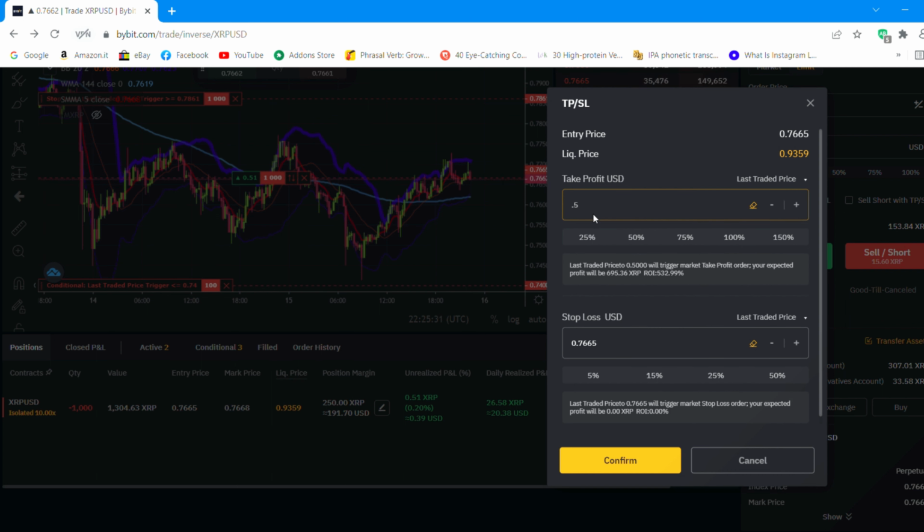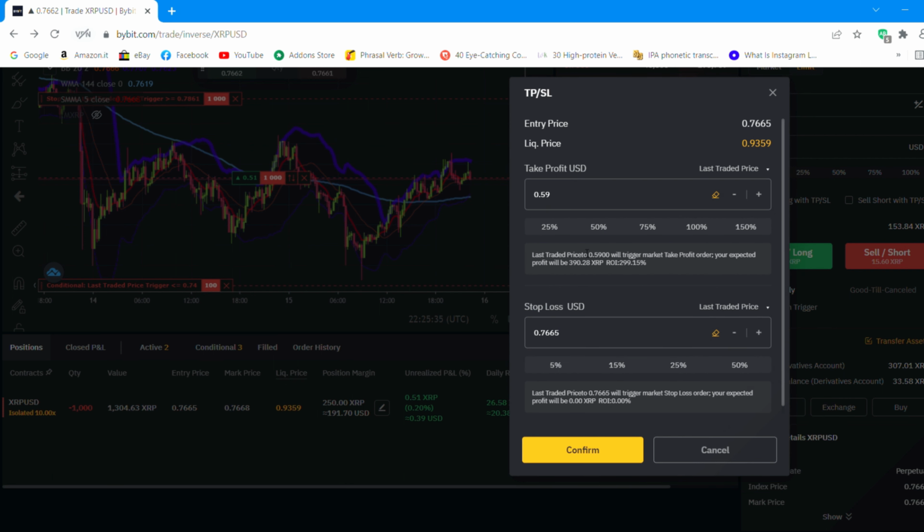I think I have a target for 59. So this trade can, of course, 59 is a great target to have. Let's see if it gets there. There are some obstacles on the way, but if it does get there, it's got a 390 XRP profit, 299. So it would be a great swing to follow down.